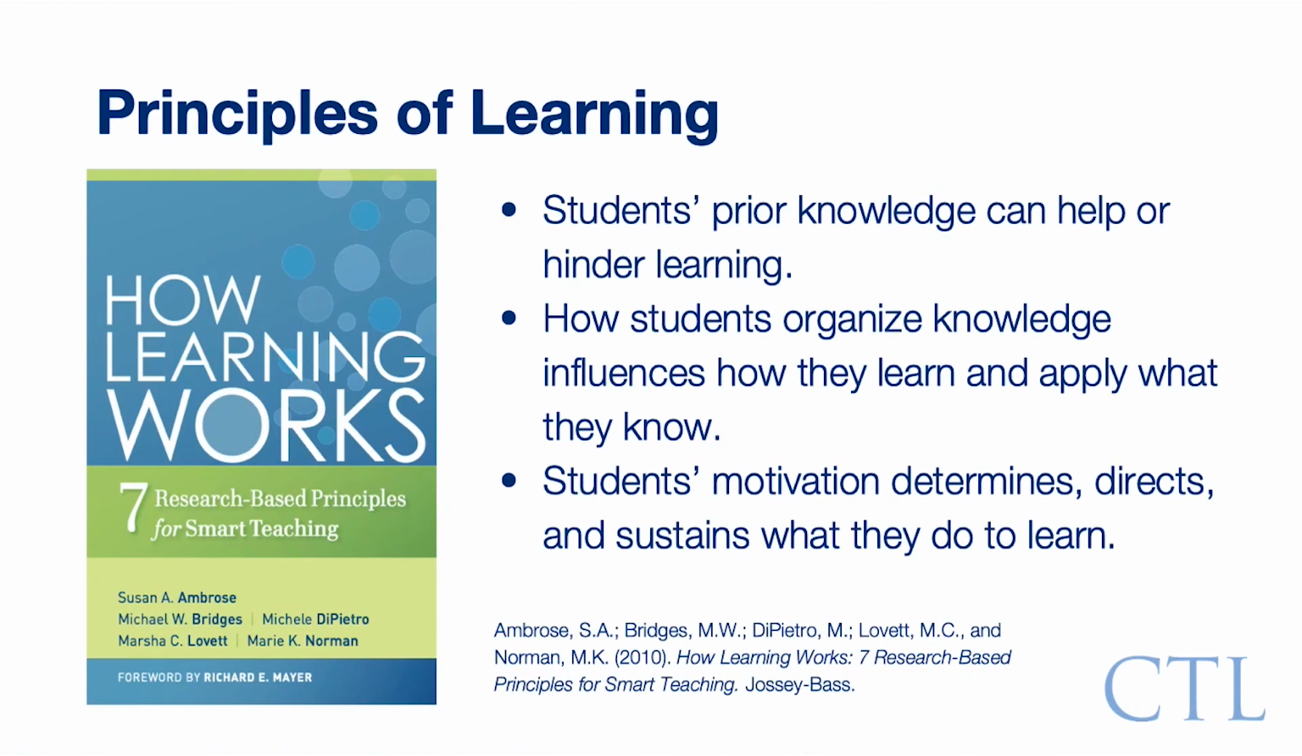In addition to knowing who our students are, it is important to consider how learning works. This can inform the structure of the course, what we teach, how we teach it, and what we ask students to do. Of the 7 principles outlined in Ambrose et al.'s How Learning Works, 7 research-based principles for smart teaching, one should design with students' prior knowledge in mind, creating an organizational structure that motivates students to learn and supports them in the process. Highlighted by the principles: students' prior knowledge can help or hinder learning, how students organize knowledge influences how they learn and apply what they know, and students' motivation determines, directs, and sustains what they do to learn.